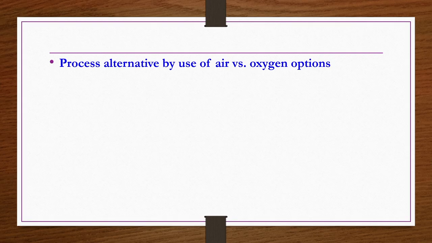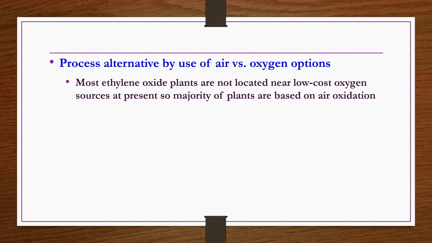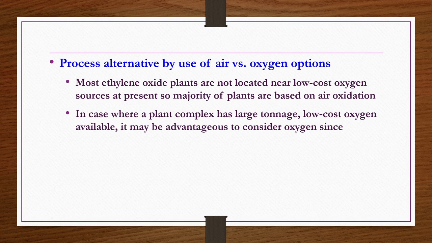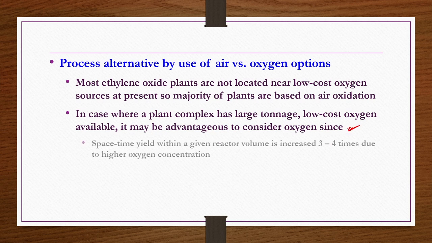Process alternative by use of air versus oxygen options. Most of the plants in general use air because large tonnage of oxygen is not available within the process. Mostly ethylene oxide plants are not located near low cost oxygen sources at present, so the majority of plants are based on the air oxidation process. However, where a plant complex has large tonnage low cost oxygen available, it may be advantageous to consider oxygen rather than air, because space time yield within a given reactor volume is increased 3 to 4 times if you use oxygen rather than air.